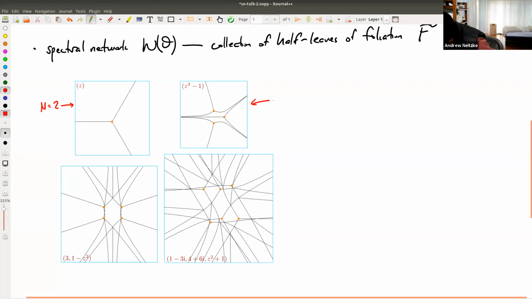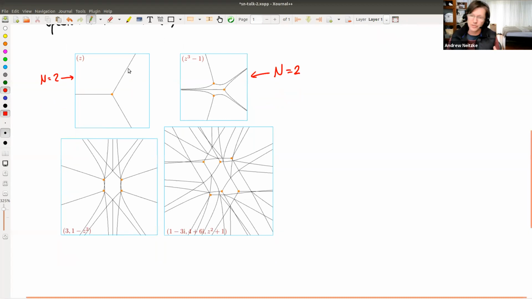Here's a slightly more interesting one, again with n equals 2, but now I took a cubic polynomial, and so each one of the zeros emits 3 trajectories, and they go out, and at very large distance they accumulate in 5 distinct directions. In general, if I took a polynomial of degree d, they would accumulate in d plus 2 distinct directions around the circle.